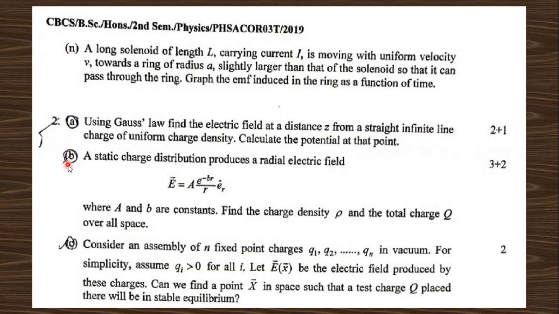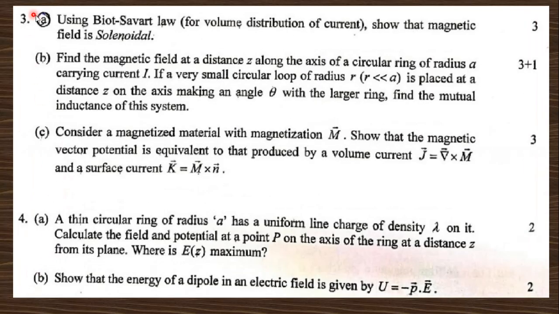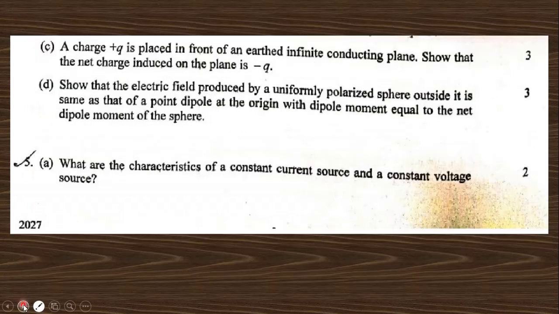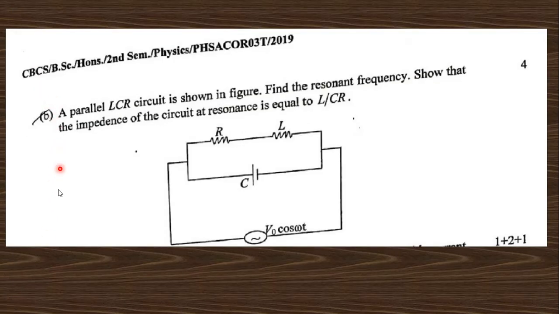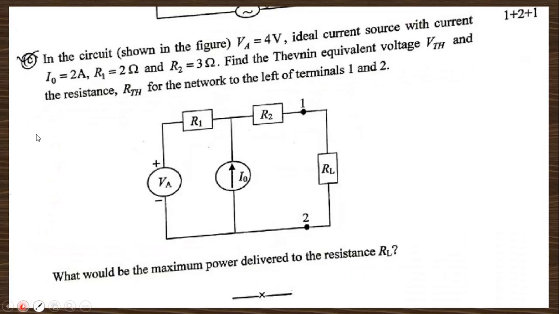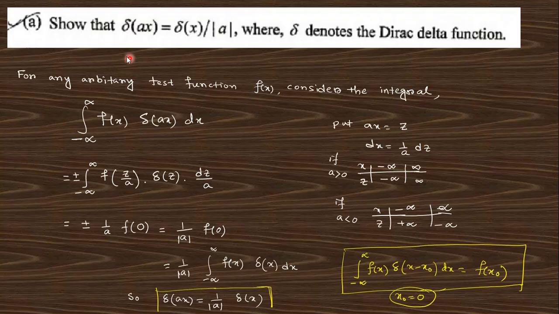This is 2A, B, C, 3A, B, C, 4A, B, C, D, 5A, B, and C. This is all the questions. I think you should try to solve these questions. After that, watch this video to see the difficulty or the solution of these questions, right? So let's start the solution.